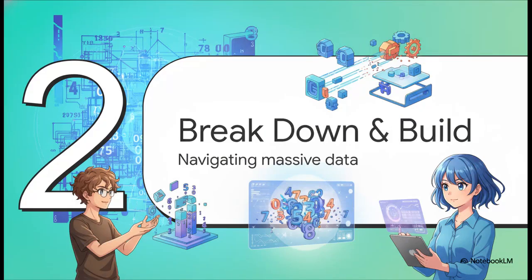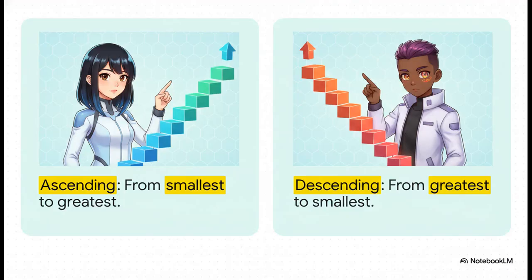Moving right along to section 2, breaking down and building up. Okay, so now that we know exactly where these numbers live, how do we navigate, compare, and actually manipulate them? Well, by comparing digits from left to right, we can seamlessly organize massive sets of data. We can put them into ascending order, which is climbing from the smallest up to the greatest, or descending order, stepping down from the greatest to the smallest. And the trick here is super simple. You always start comparing at the highest place value, way over on the far left.